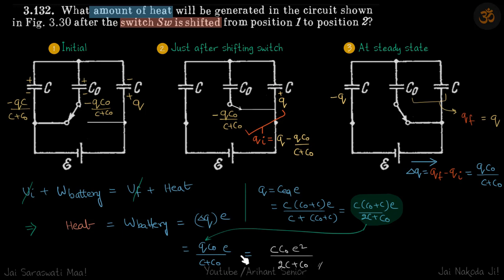And here we have got the answer in terms of Q, but Q is not given in the problem. So from the initial configuration, we can find the value of Q. So Q is C equivalent into E, and C equivalent for this system is going to be this C in series with C and C naught. So C plus C naught is in series with C. So C plus C naught into C by C plus C plus C naught. So we'll get the value of Q. We will put it here and get our final answer.